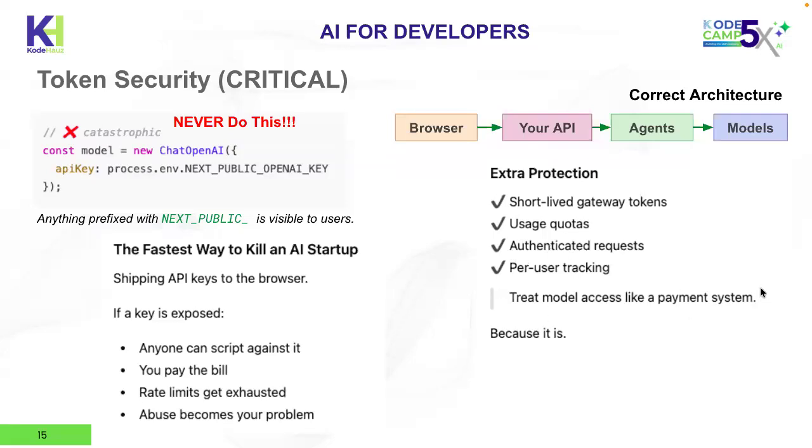Then do per user tracking, right? So you treat your model access like a payment system, because that's really what it is. If people are accessing your model and you are giving a free tier, well, you're giving a free tier, so you limit. But if they are paying, of course, they have to pay.